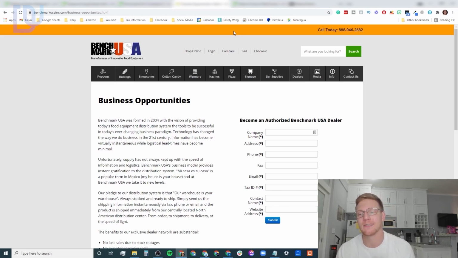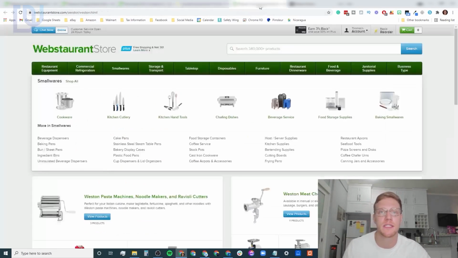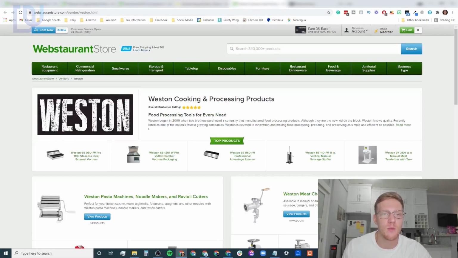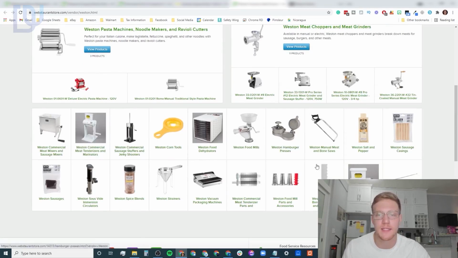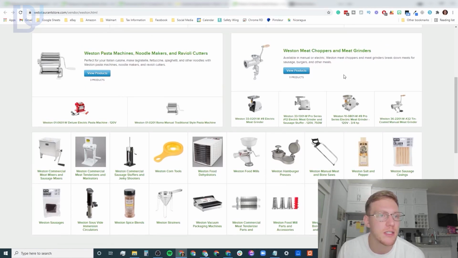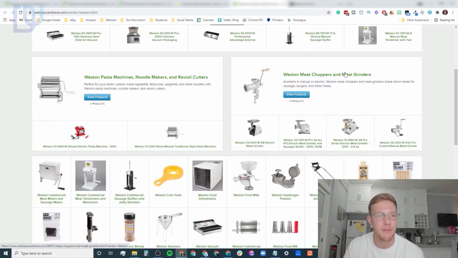What does one last win look like? And like I said, be sure to stay to the end because I am showing actual results here. Another win would be something called Weston. You'll notice that there's a lot of meat grinders, and I've sold a lot of these specific items myself. I don't know why meat grinders are that popular, but hunters, anything like that, I never thought they'd be that popular. Or pasta makers, very popular.